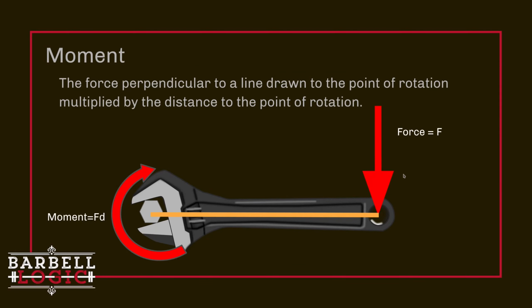Now, let's do some practical applications. The moment is the force perpendicular to a line drawn from the point of rotation. If you multiply that force times that distance, you get the moment. So if d is this distance and F is the force, moment is F times d. And it's going to have to be perpendicular. The bigger the wrench, the more turning force you have.